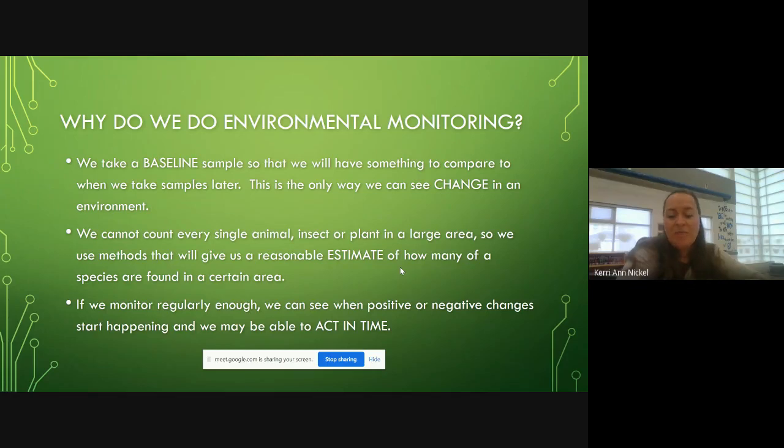The other thing is, if we monitor regularly enough, we can see when positive or negative changes start happening, and we might be able to act in time. So if we wait 30 years before we notice a change, if something's been going on for 30 years, it's a lot harder to reverse or reduce its effect. Sometimes too much damage has already been done. But if we're monitoring regularly, we might have the chance to act in time to make some positive changes.